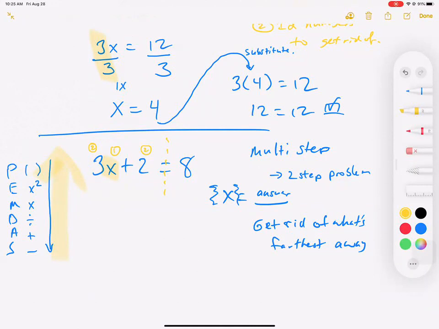I want you guys to, right now, answer this quick poll. Which one do you think is farthest away? The 3 or the 2? So thank you. You guys said 2. So let's get rid of the 2. Now, to get rid of values, we use the opposite operation. So we minus 2 to both sides.